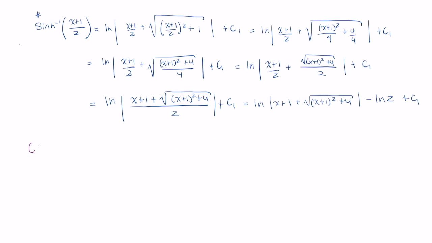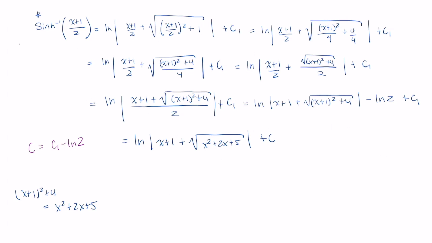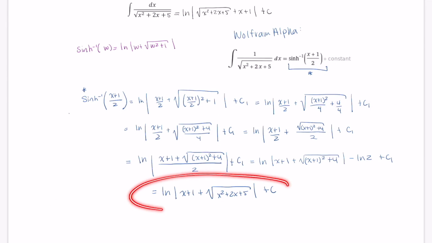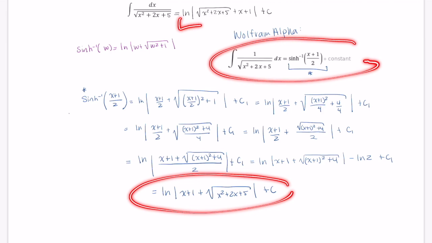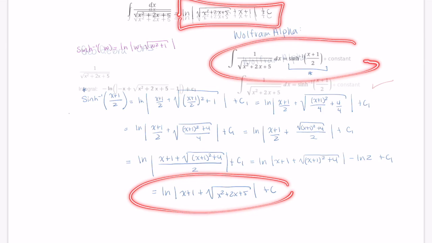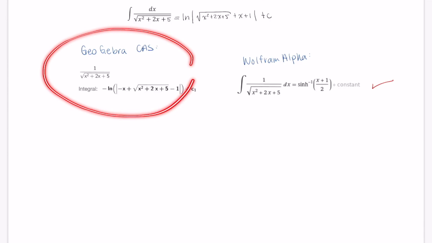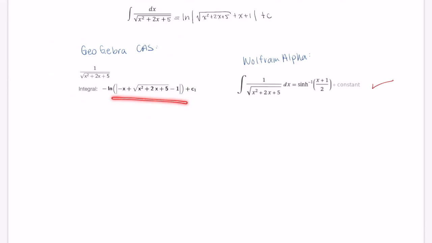Now I can say c is equal to c1 minus ln of 2, and then I can rewrite this one last time as the natural log of x plus 1 plus, and in my square root, recall that (x plus 1) squared plus 4 is the same thing as x squared plus 2x plus 5, plus a constant c. Now, as you can see, we have reconciled this solution from Wolfram Alpha to match ours that we worked out manually. Okay, so now let's reconcile this solution here that we got using GeoGebra and ensure it's actually the correct solution. Here's a hint, it is.